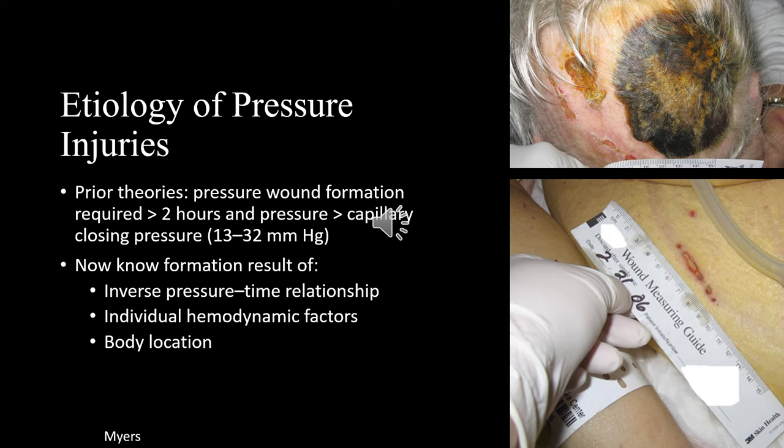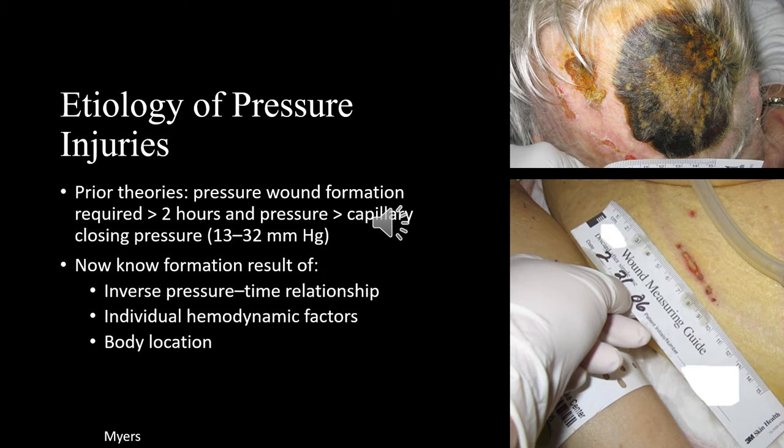But really we now know more through our research that there's an inverse time and pressure relationship, which I'll show you in the next slide, where you can have a high amount of pressure for a short period of time causing a pressure injury, or a low amount of pressure for a long period of time. Also, we have to look at the individual's own hemodynamic factors. How good is their blood flow to the area? Are they young? Are they healthy? Are they elderly? Those types of things. And then also the specific body location.